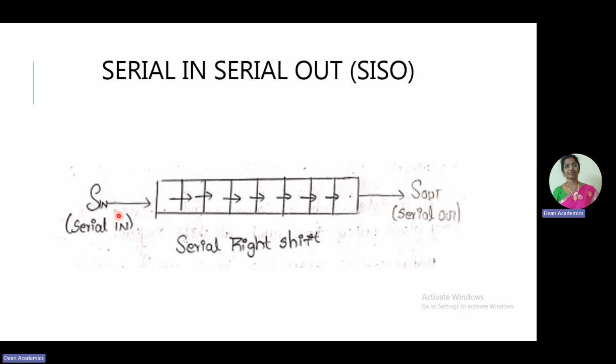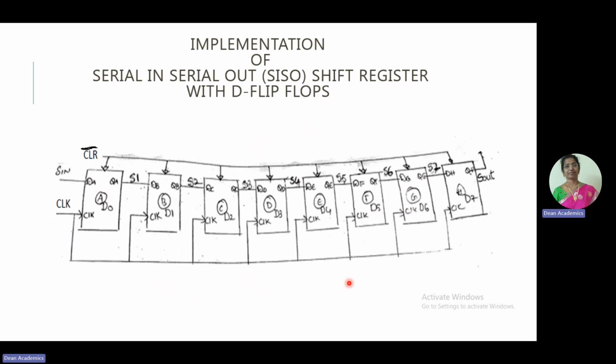In this case we are seeing the data entering at the MSB side, and therefore it comes out at the LSB side. So shifting is taking place in the right direction. Therefore we call it serial right shift: serial in, serial out, and it is a right shift. Now the same thing can be implemented with flip-flops, and we are going to implement it with D flip-flops. So we are writing VHDL code for an 8-bit serial in, serial out shift register.